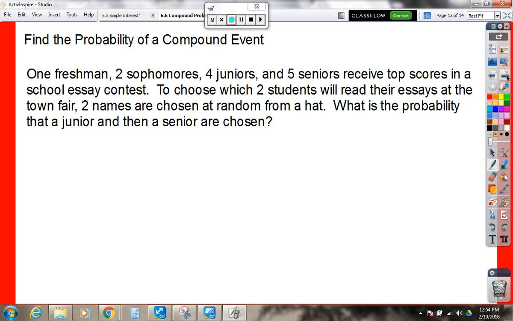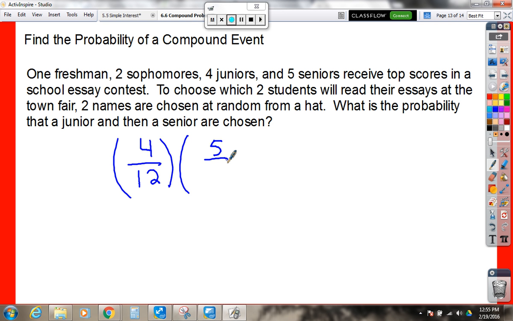Carly? Okay, for juniors, so 4 over 12, good. Okay, now remember that the junior is gone from the hat. Okay, so what's the probability now that a senior would be chosen? Cameron? 5 over?